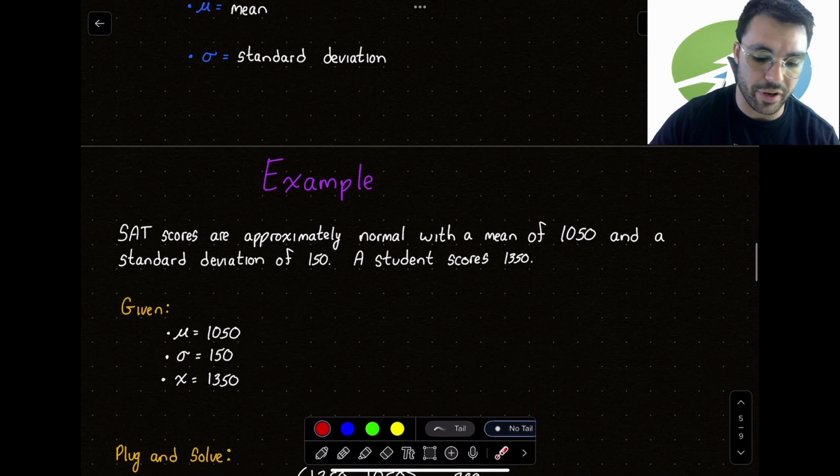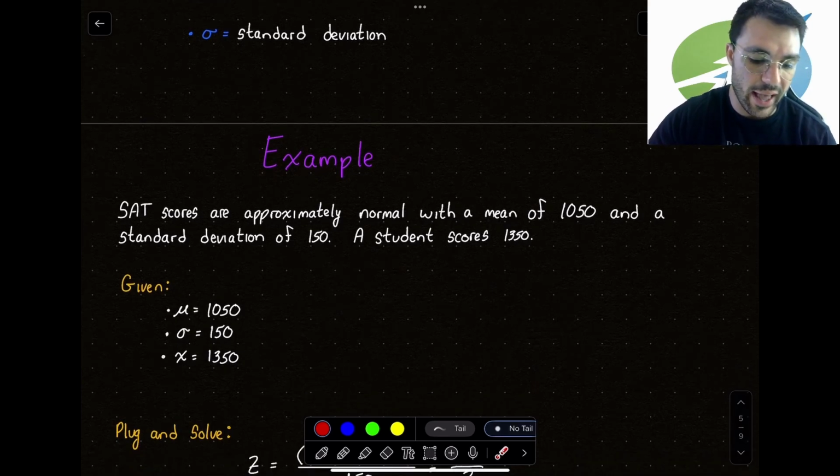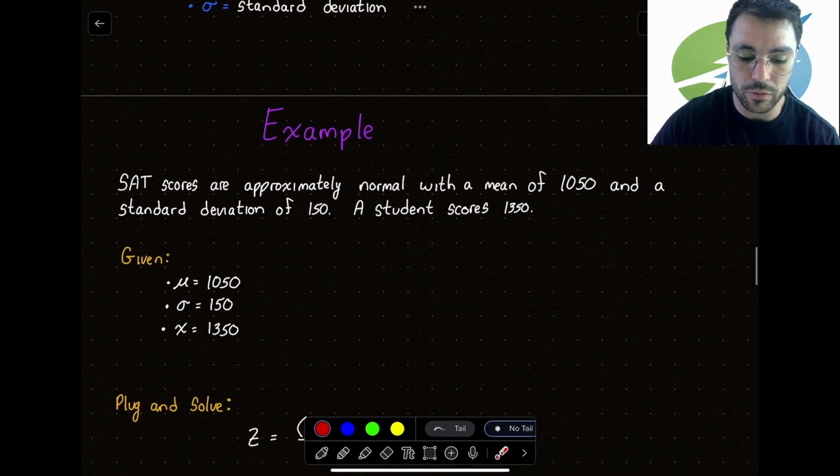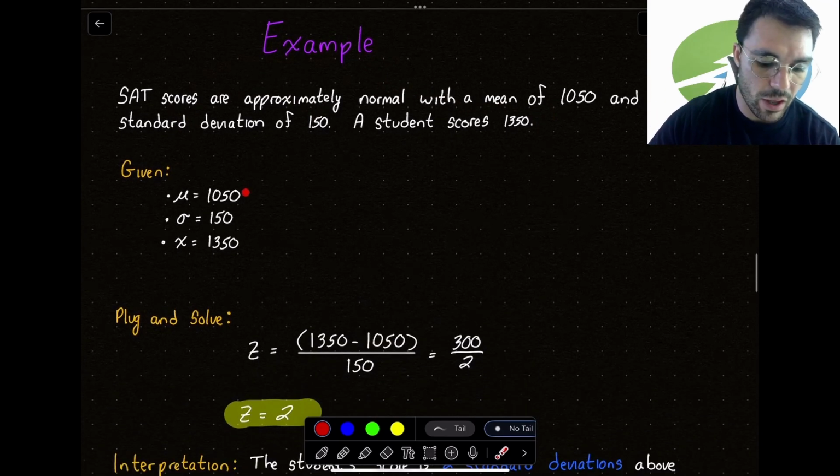Here's an example of how we could calculate this. SAT scores are approximately normal with a mean of 1050 and a standard deviation of 150. A student scores 1350. Okay. What's the z-score? So here's our given information.